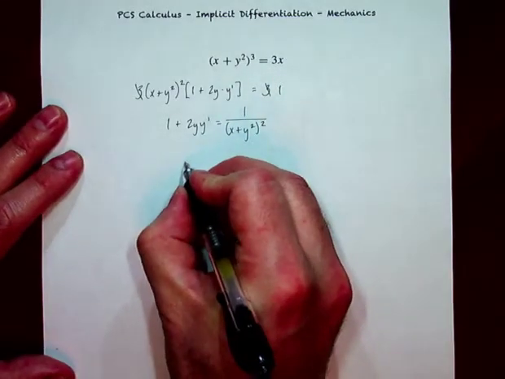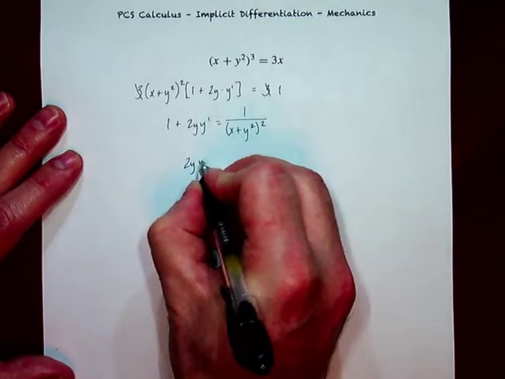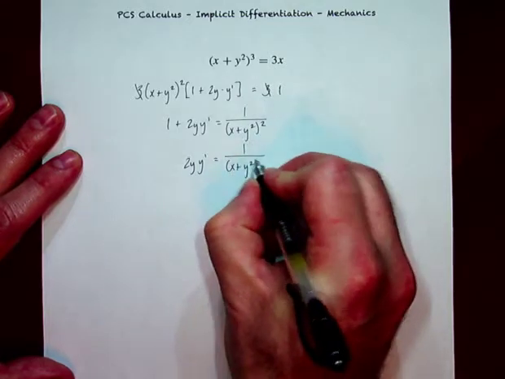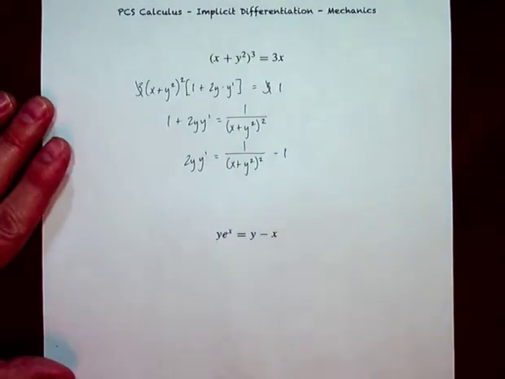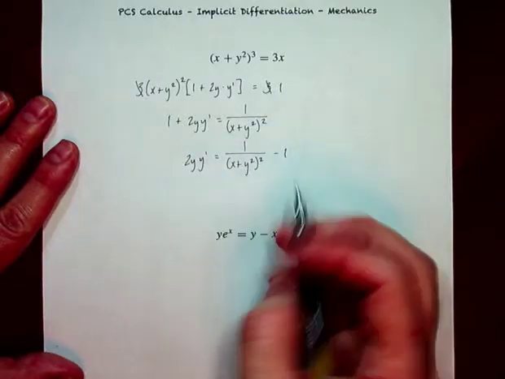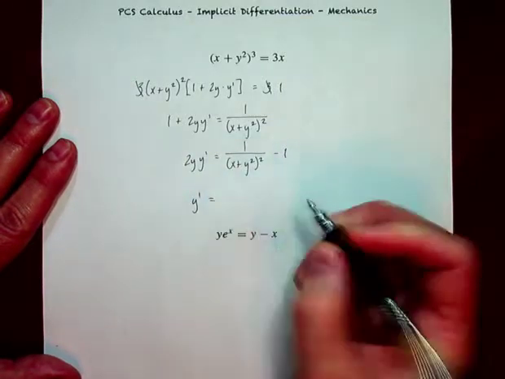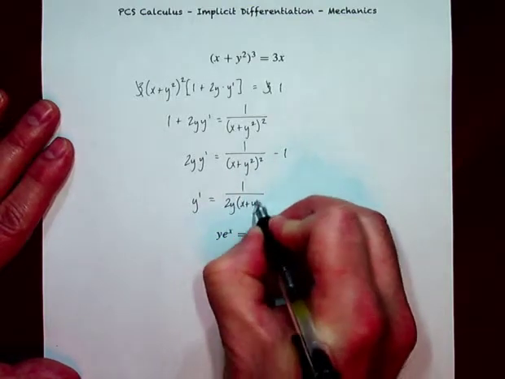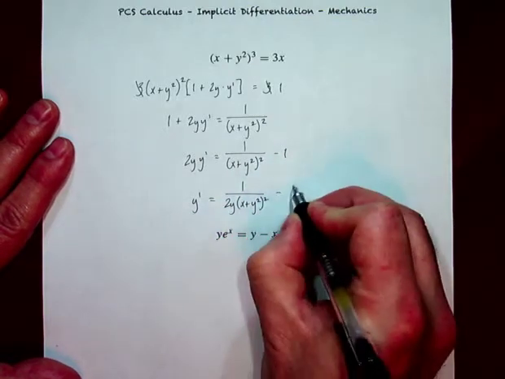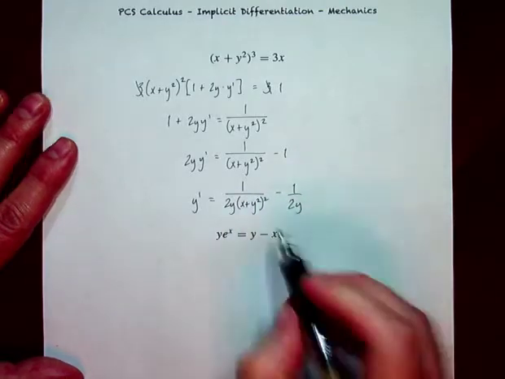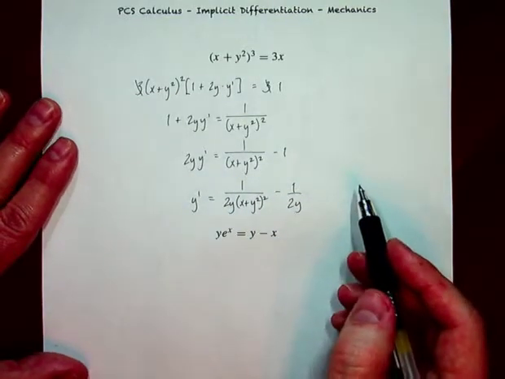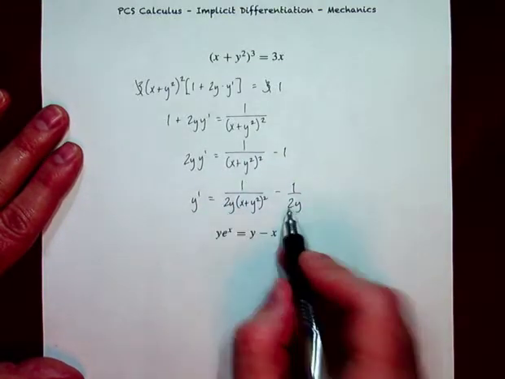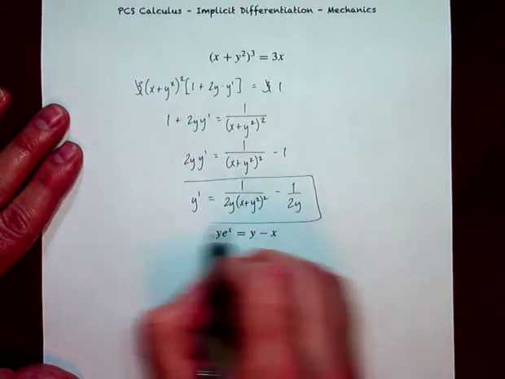Now this may not be the best way to do it, largely because this winds up being ugly in form and probably not all that useful. And then of course I simply need to divide by 2y. So I get (1 over 2y)(x plus y squared) minus 1 over 2y, because when I'm dividing by 2y, I'm multiplying by 1 over 2y, and it needs to be distributed to both terms, so it needs to show up in both denominators. And there you go.